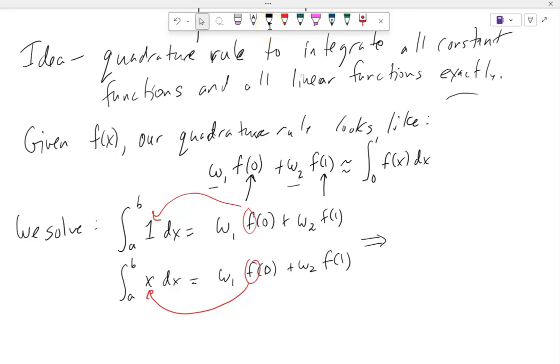Let's actually, honest to goodness, integrate the left-hand side. What do you get when you integrate 1 from a to b? What answer do you get? B minus a. Good.